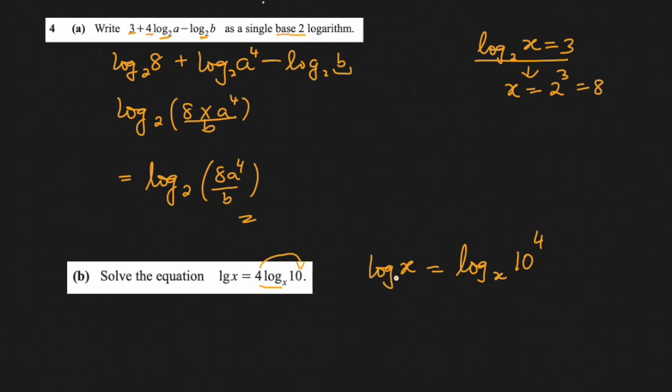Now the problem is the base here is nothing, and nothing means 10. Okay, so their bases are not matching. So what will we do? We will convert this also to base 10 so that we can ignore the logs. So this will remain what it is, no change here, log base 10 of x equal to, I'll convert this forcibly to base 10.